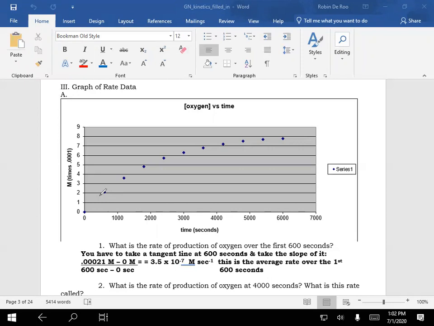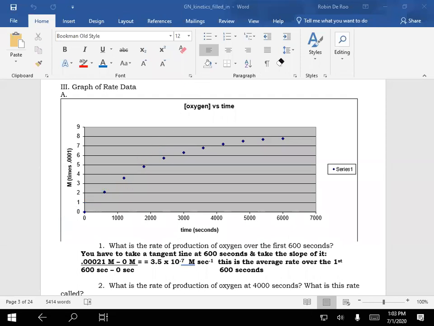So what we could do is we would get a ruler out and we would make a tangent line here. I don't know how nicely I can draw this. It's supposed to be a straight line. Okay, well, just assume that's straight. We would take a ruler and do a straight line at 600 seconds. So we're going up here and then making a tangent. And then we would take the slope of the tangent line. If you use a ruler, it's going to work out much better.